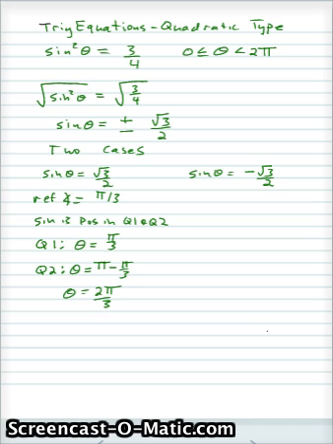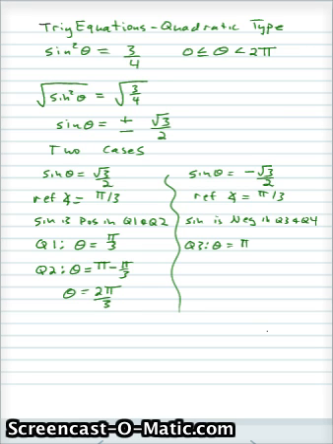So this takes care of our first case, our two solutions being pi over 3 and 2 pi over 3. For our second case, where sine of theta is negative root 3 over 2, the reference angle is the same. It's still pi over 3. But now where is sine negative? Sine is negative in quadrant 3 and quadrant 4. So we're going to look for solutions in each of those quadrants. In quadrant 3 it will be pi plus the reference angle, pi plus pi over 3, which of course is 4 pi over 3.